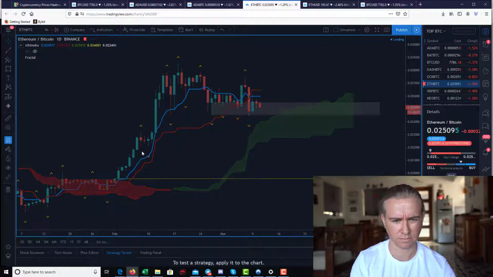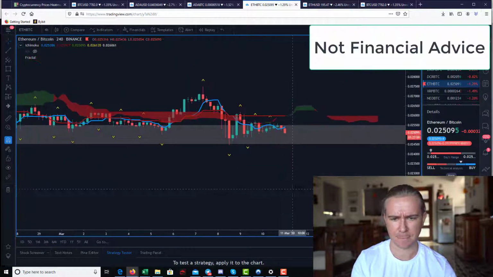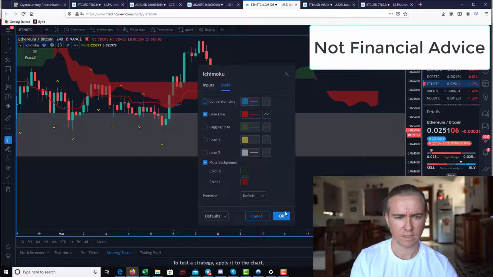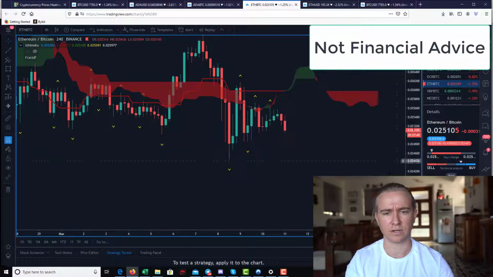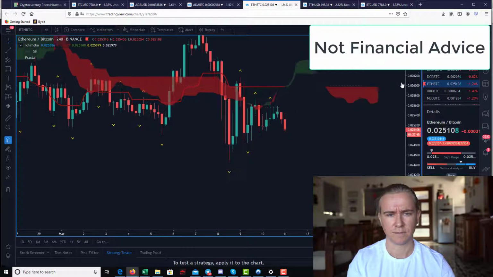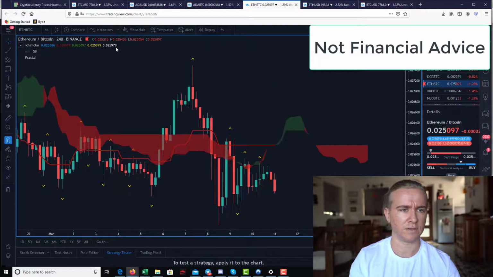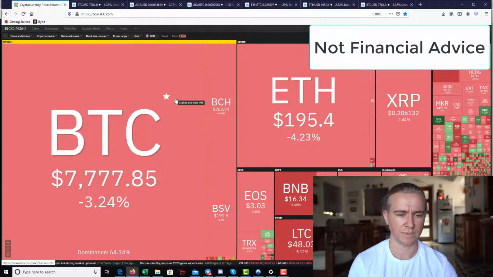On the 4-hour, we're a lot closer to the Kumo than other markets. I'll get rid of Tenkan-Kijun again. We're underneath the cloud, which is bearish, but we're a lot closer to the Kijun and the Kumo than other markets. So make of that what you will. Today's the 11th of March 2020. That was a quick update.